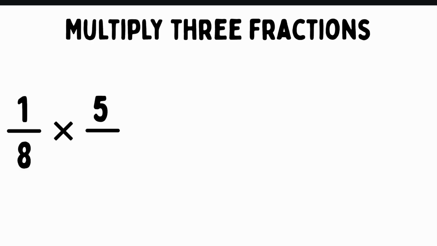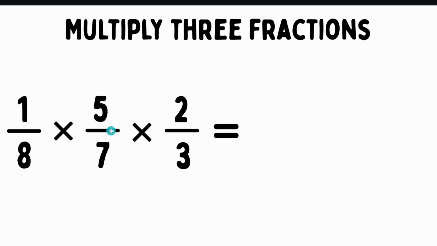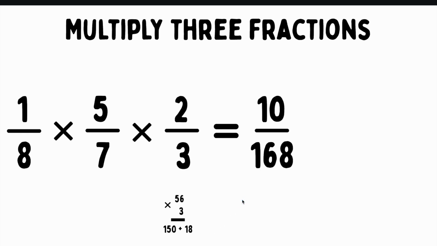1/8 times 5/7 times 2/3. Let's multiply the numerators. 1 times 5 is 5, and 5 times 2 is 10. Let's multiply the denominators. 8 times 7 is 56, and 56 times 3, well, I know that 50 times 3 is 150, and 6 times 3 is 18. So 150 plus 18 would be 168.